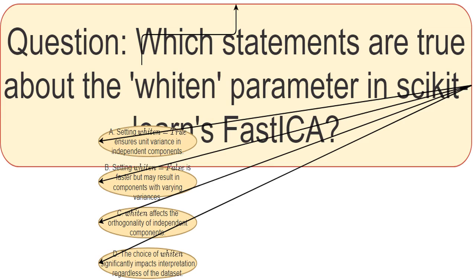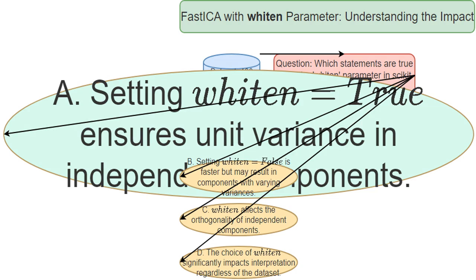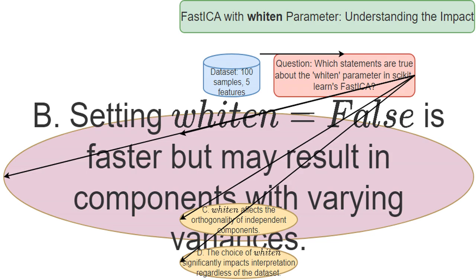Let's figure out which statements about the WHITEN parameter are correct. This parameter is all about how we prepare our data before performing ICA. When FastICA first standardizes the data, each feature has a mean of 0 and a variance of 1. This ensures the resulting independent components will also have a variance of 1. It's like making sure all your ingredients are equally potent before mixing them. If we skip the standardization step, that speeds things up, but the resulting independent components will likely have different variances. It's like using ingredients directly without any preparation, resulting in varying intensities in the final dish.